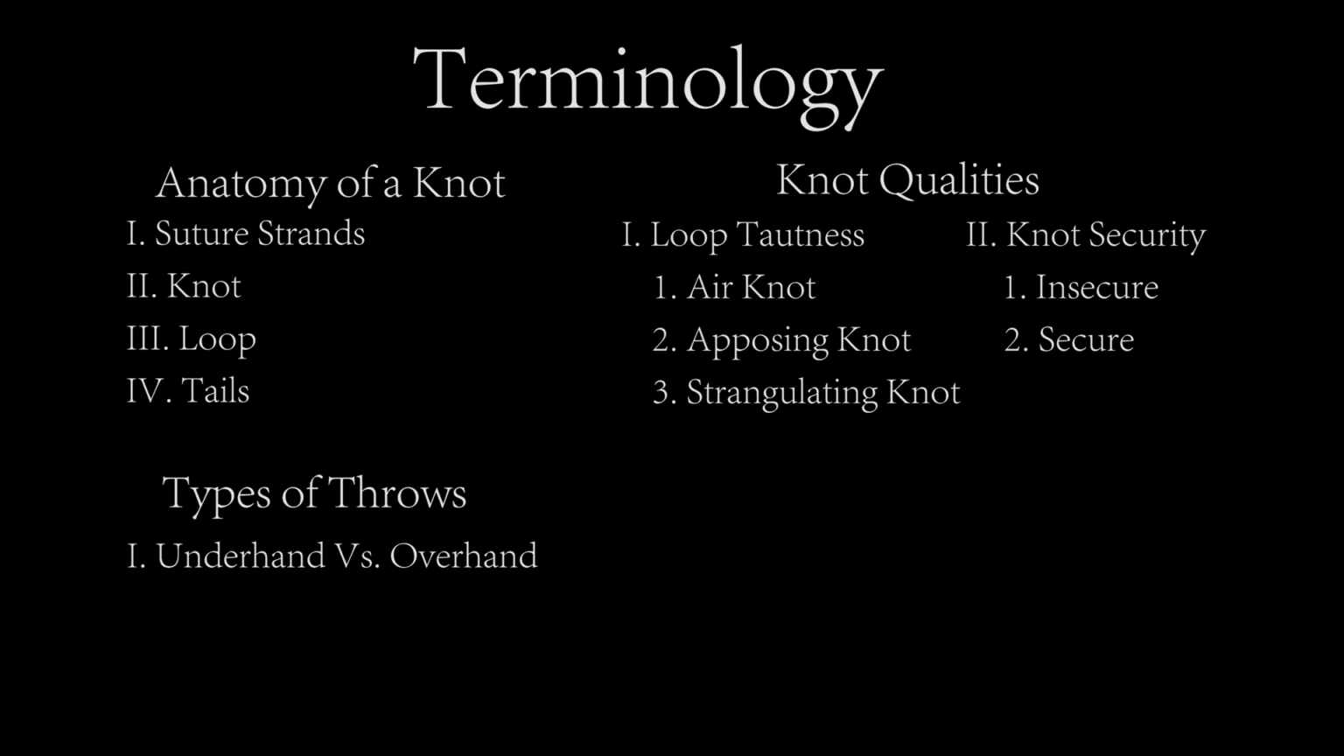Next, we will define the difference between identical and opposite throws. When two consecutive throws are performed, if they are both performed overhand or both performed underhand, they are referred to as identical throws. In contrast, if one of the throws is underhand and the other is overhand, regardless of the order, they are referred to as opposite throws.